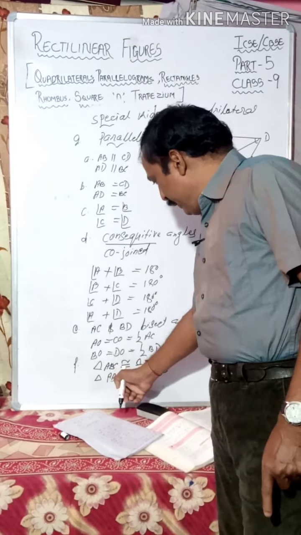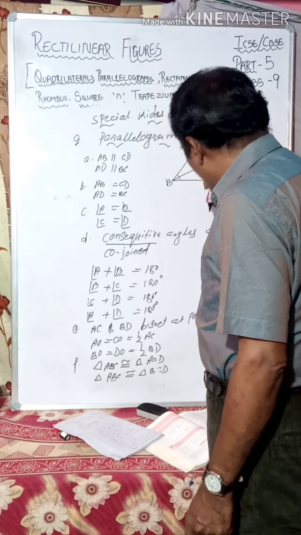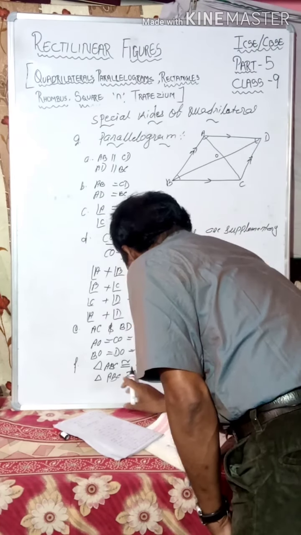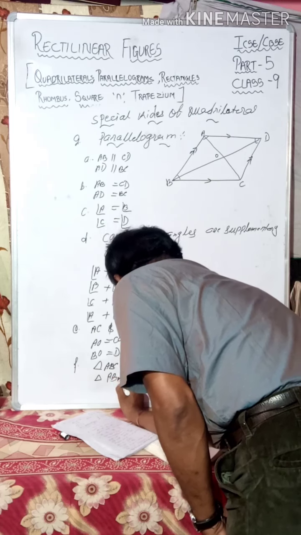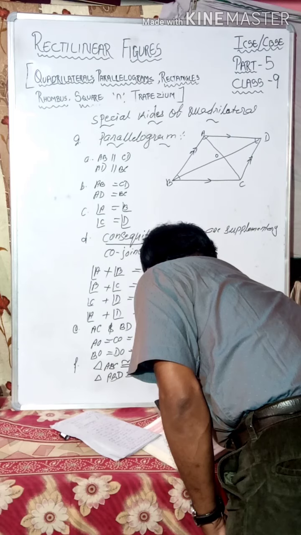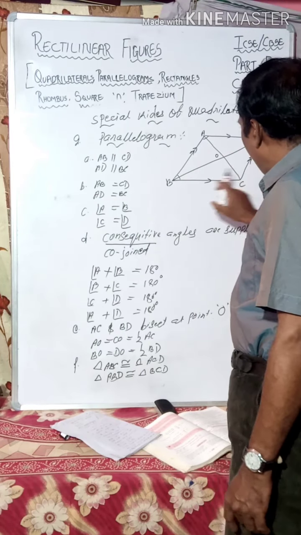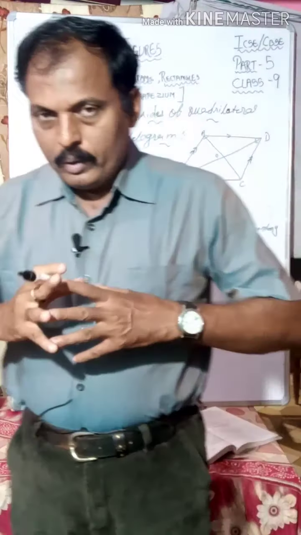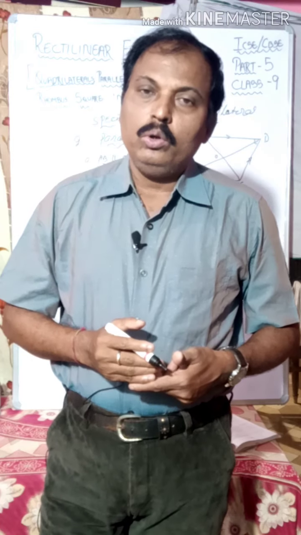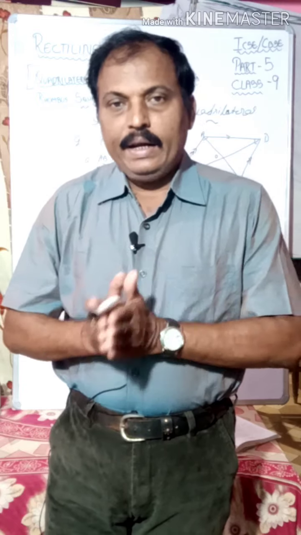Triangle ABC is equal to ACD. Second, triangle ABD is equal to triangle BCD. So each diagonal divides the parallelogram into two equal congruent triangles, which means their areas are also equal.